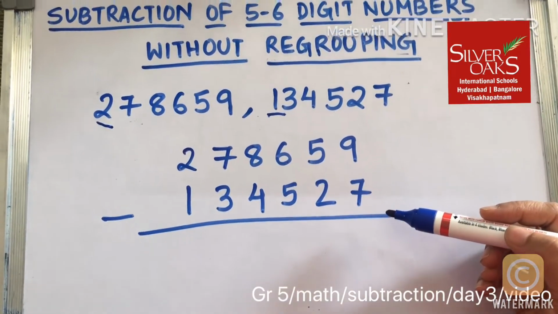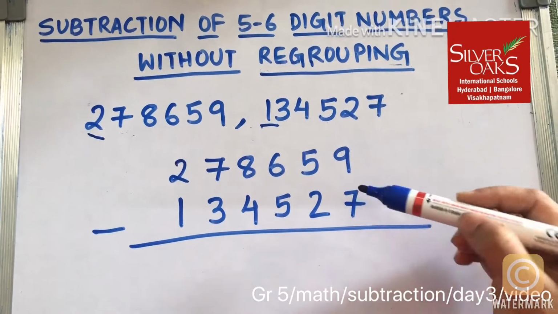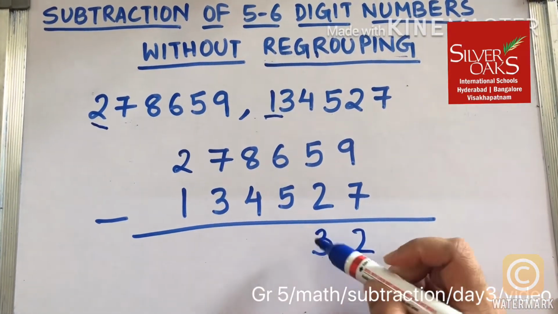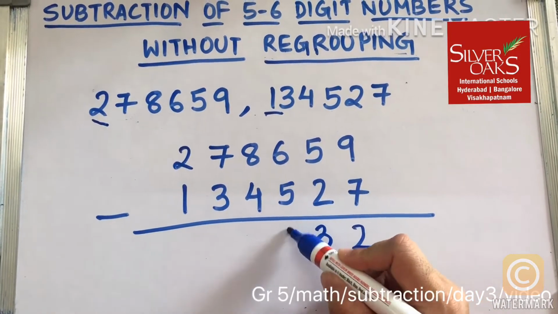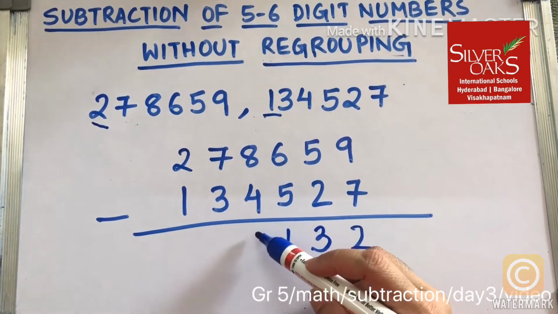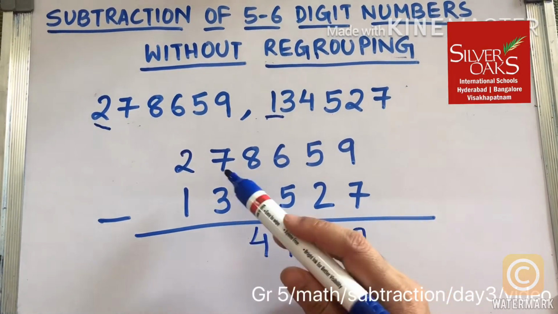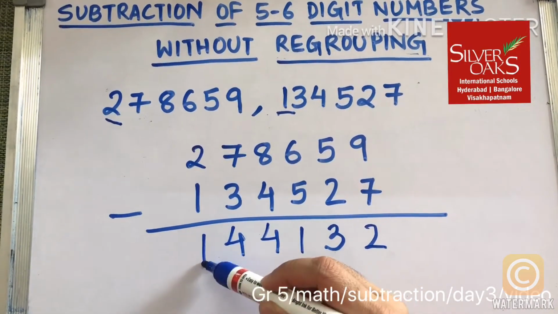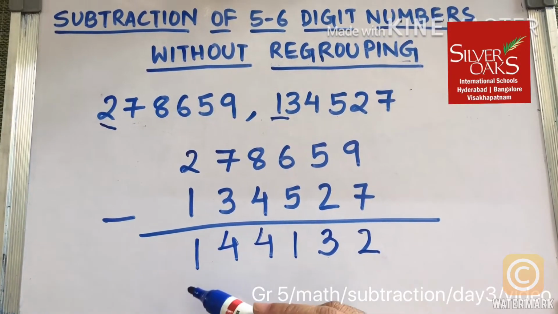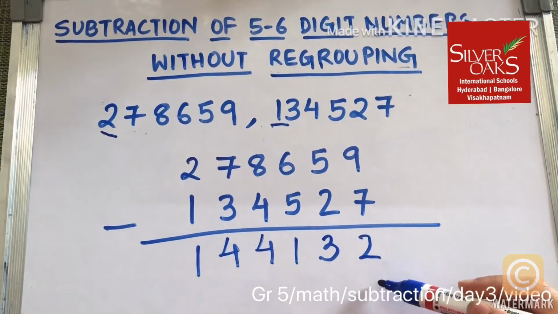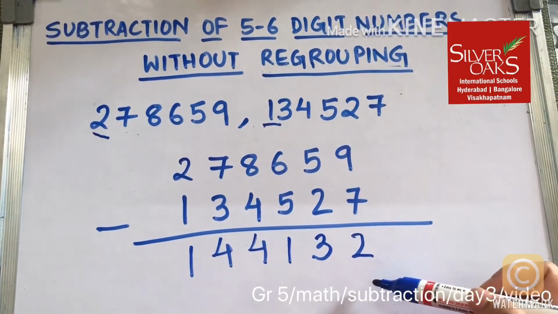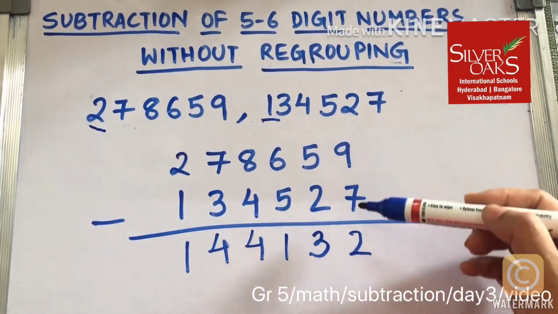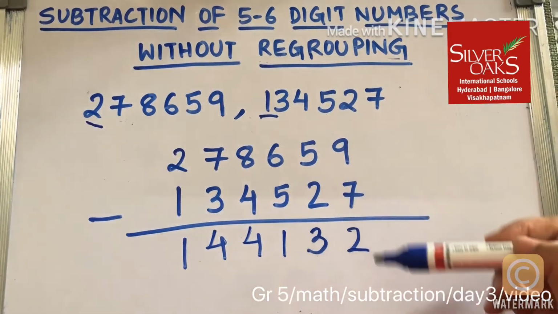Then you can go ahead with the subtraction. 9 minus 7 is 2, 5 minus 2 is 3, 6 minus 5 is 1, 8 minus 4 is 4, 7 minus 3 is 4, and 2 minus 1 is 1. So we have completed the subtraction, and you can see here there is no regrouping. Means all the numbers here are larger than these numbers.